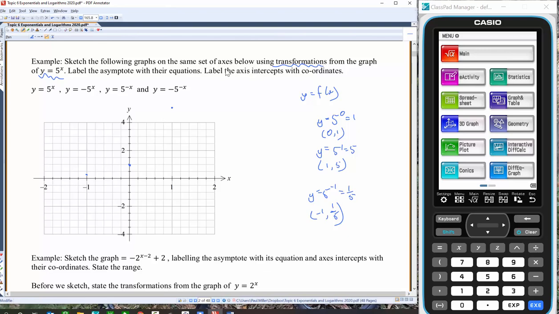Okay, so list the axes, intercepts with coordinates, label the asymptote with their equations. So there's the asymptote along that line there. Make sure you do rule or make indentations along that line there. It's very important that you show that you know that there's an asymptote there by actually drawing something. Some students don't draw along there and just write y equals 0, to which the examiners will not give you that mark. They want to see you actually do something there.